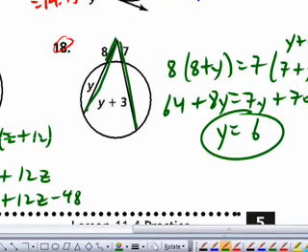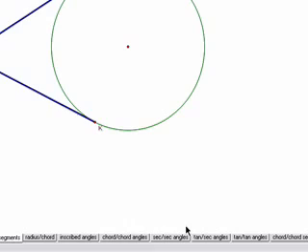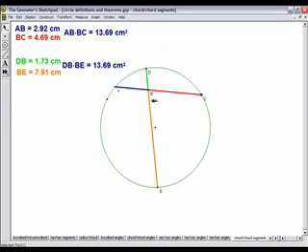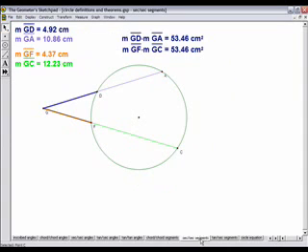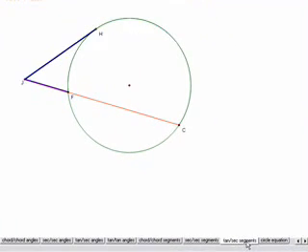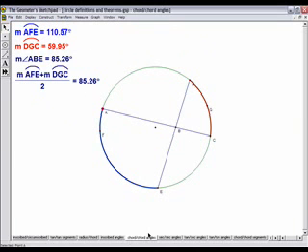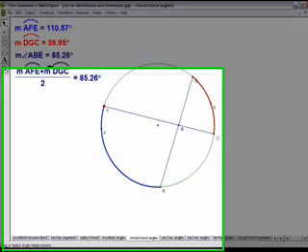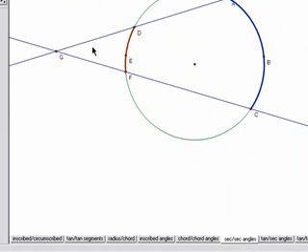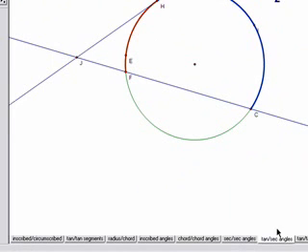So just to recap, for segment lengths, if it's inside, opposite products. So green times orange equals blue times red. If it is on the outside, outside times the whole thing equals outside times the whole thing. Whereas if it's arc and angle measures, if it's inside, you add them, divide by 2. Whereas if it's on the outside, you subtract them, divide by 2.